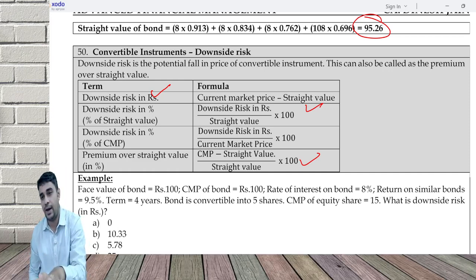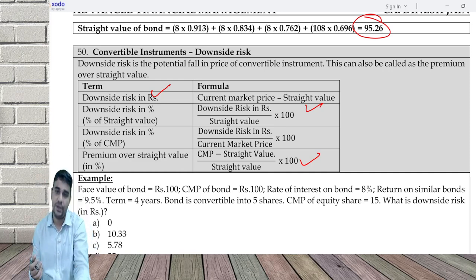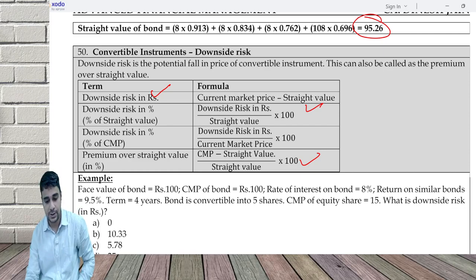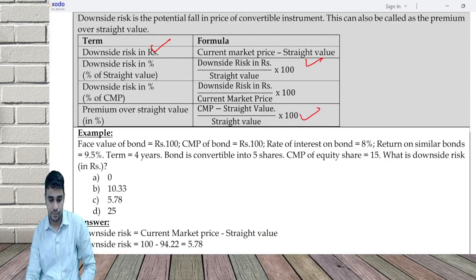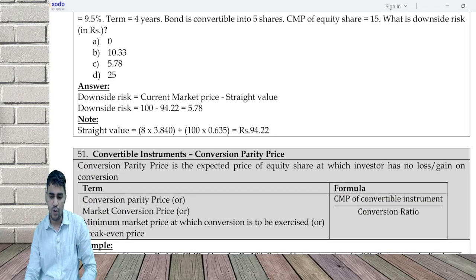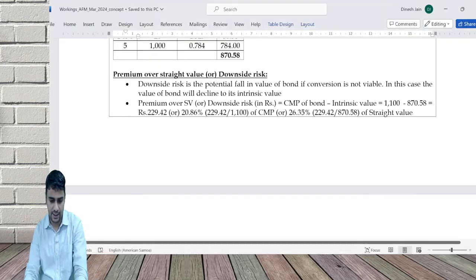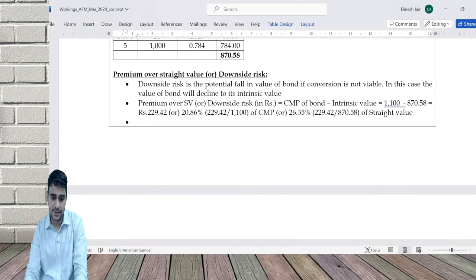Premium over straight value. That is how much is the extra over straight value. Again, you can express it in rupees or you can express it in percentage. Okay, next is conversion parity price. Write this first. Conversion parity price.